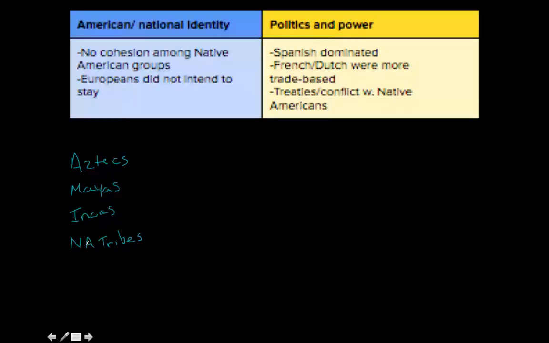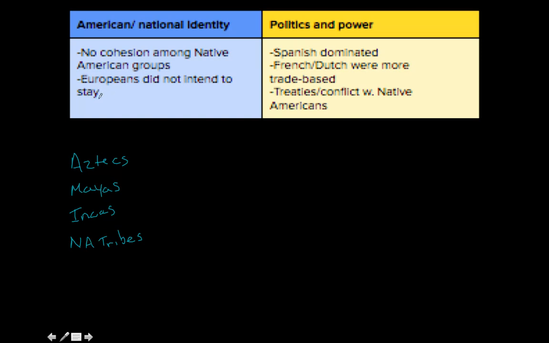The other thing to note is that when Europeans first arrived, they did not intend to stay and make North America a permanent settlement. They intended to find resources. We'll talk about this more later, but they looked for gold and other resources. They were going to take it and leave and take, if they needed to, native labor with them. But their main focus was gold.